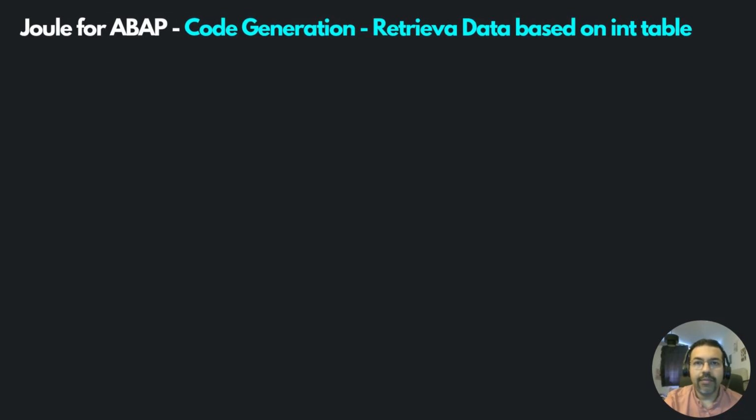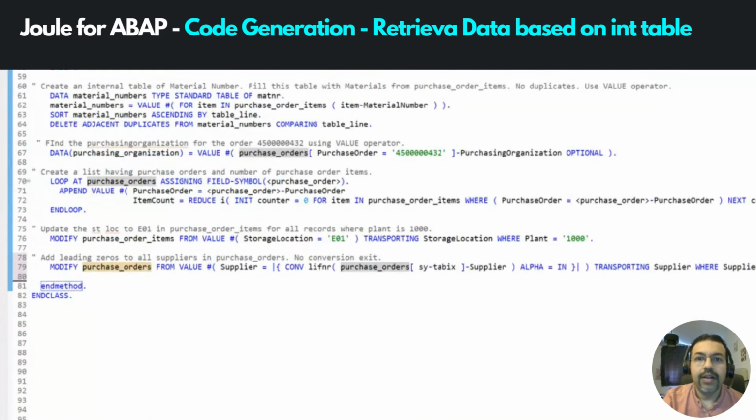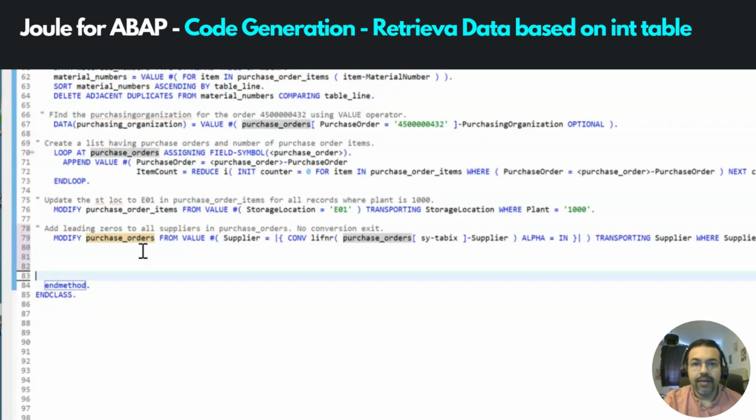Now the next use case that we are going to see: I want to get the supplier names for all the suppliers. So I'll add in a new field in the type for the PO header called supplier name. And I want to use this field to store the supplier name. So I'll say for all suppliers in purchase orders, get the supplier name from a CDS view in API state released. Now, I don't know the name of the view which stores it. It doesn't matter. Joule is intelligent enough to tell this to us.